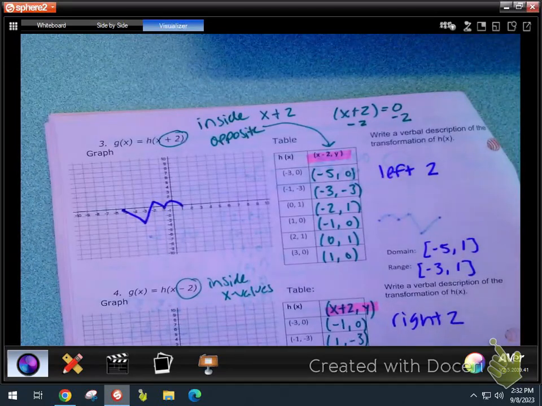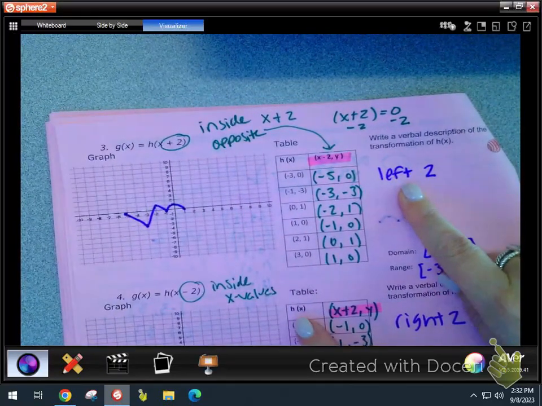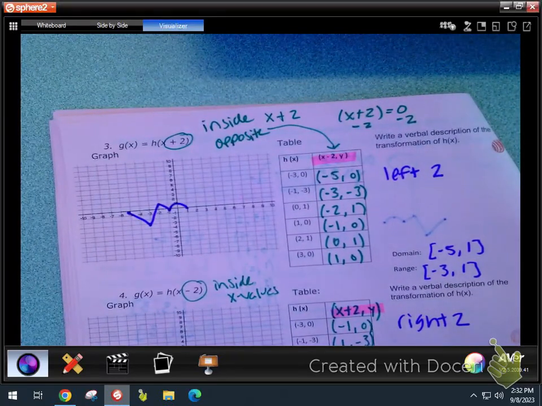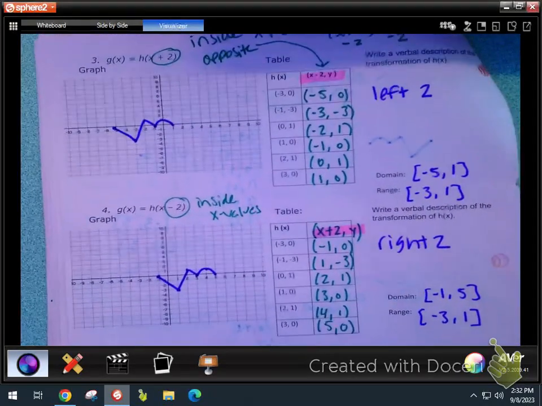But the transformation on number 3 was to the left 2. Okay? Going to the left and right changed up your domain. Your graph shifted to the left. Number 4, your transformation was to the right. Okay? There's your domain and range.